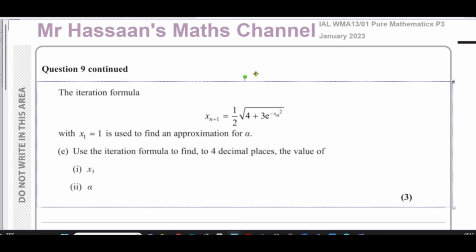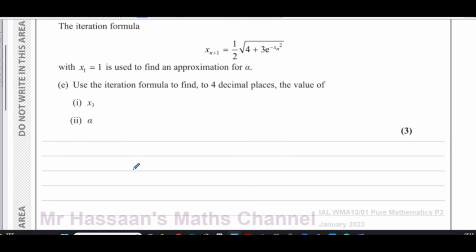All right, so there's part D. Part E says the iteration formula, which is what we just rearranged to make it look like: x(n+1) equals a half times the square root of 4 plus 3e to the power of minus xn squared, with x1 equals 1, is used to find an approximation for alpha. So this will help us find an approximate value for the roots of that equation that we had earlier. It says, use the iteration formula to find, to 4 decimal places, the value of x3.